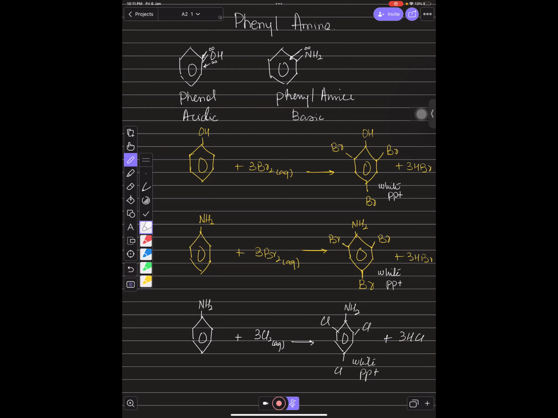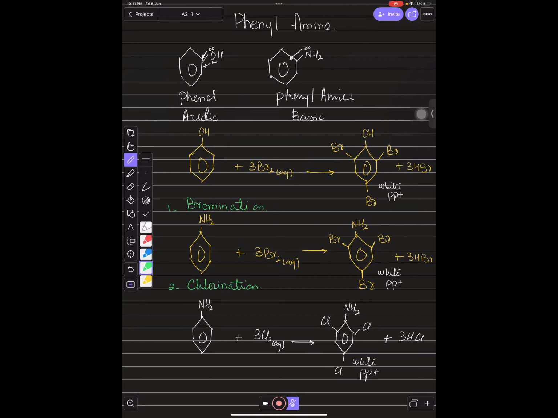You can call this reaction the bromination of phenylamine. This is one of the chemical properties, and this is chlorination, the second chemical property of phenylamine.